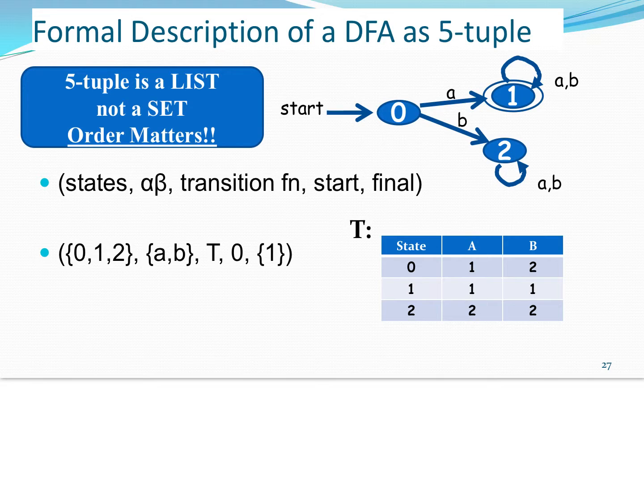So my description says, first off, you need to know I have 3 states, and they are labeled 0, 1, and 2. My alphabet consists of 2 symbols, A and B. My transition function is specified by this table right here. The start state is state 0, and there is 1 final state, 1 accept state, which is state 1. And we can see here that's got the double ring.